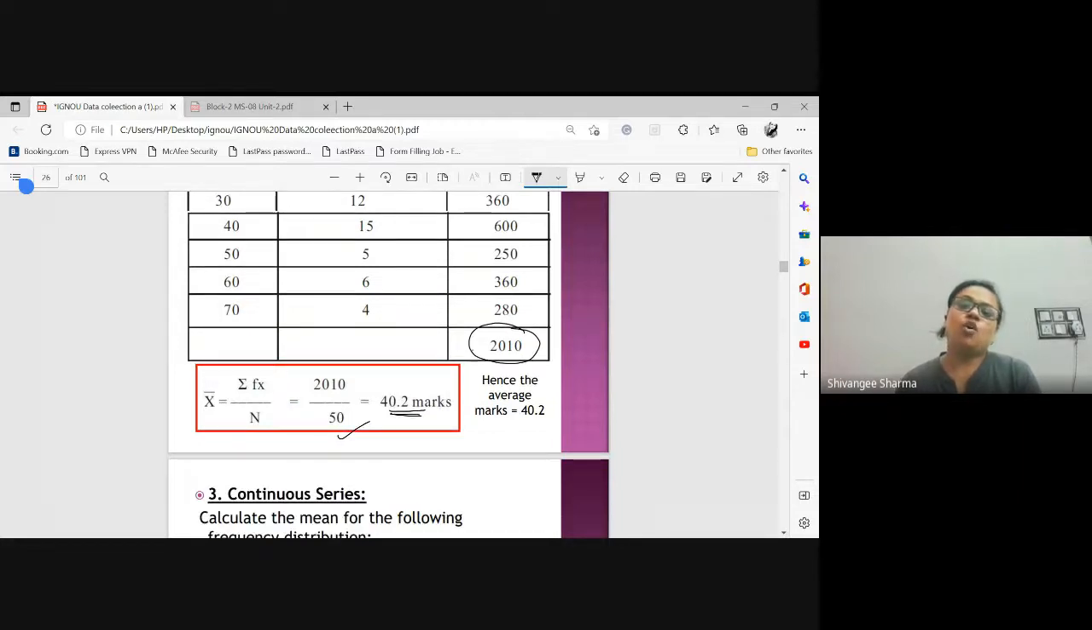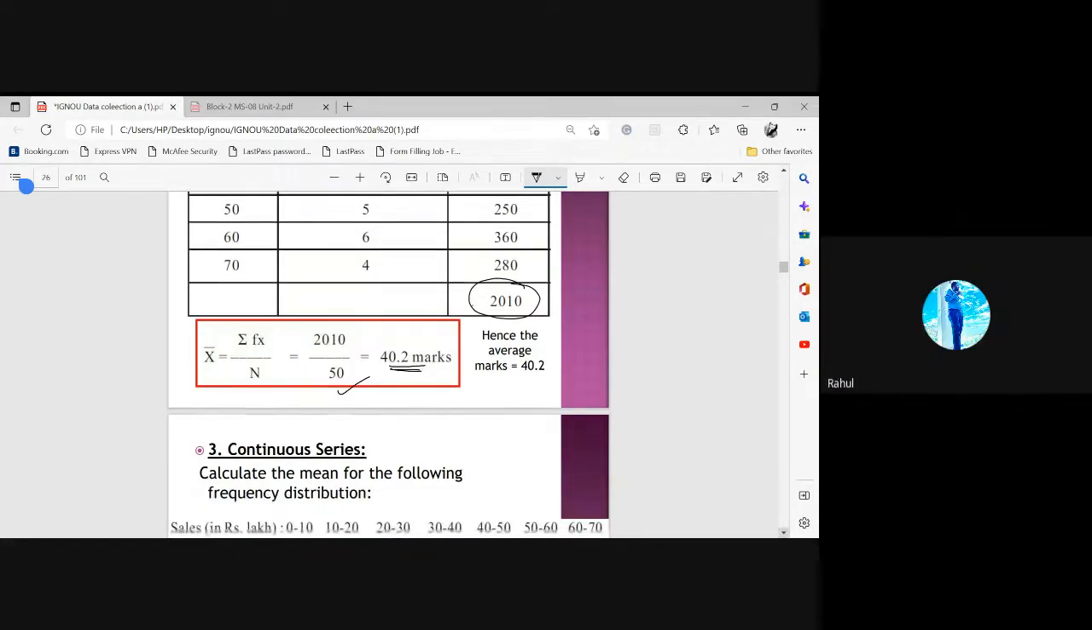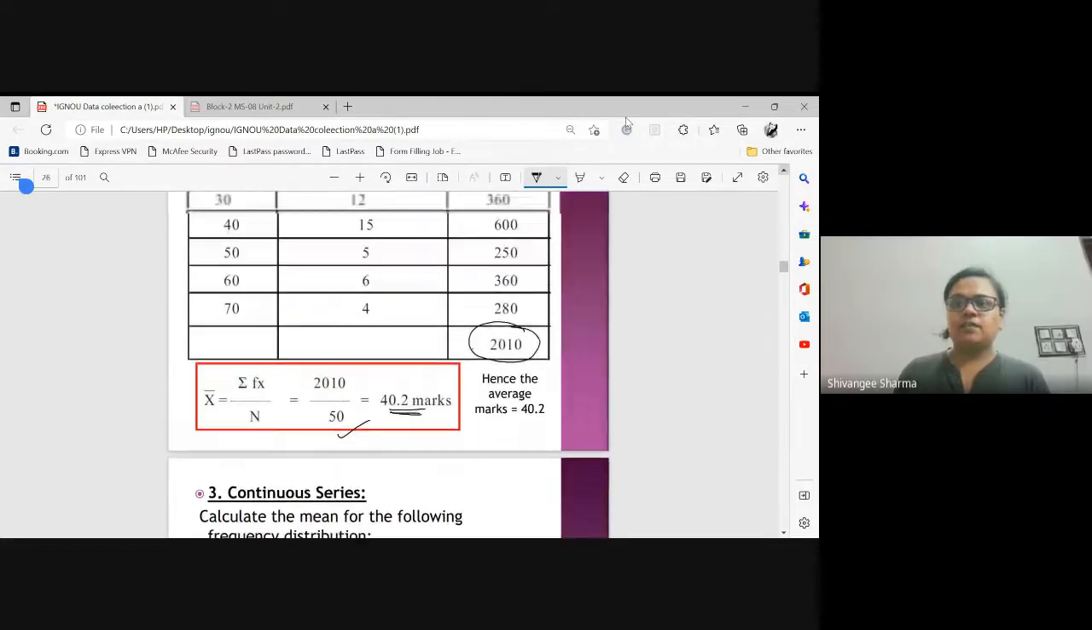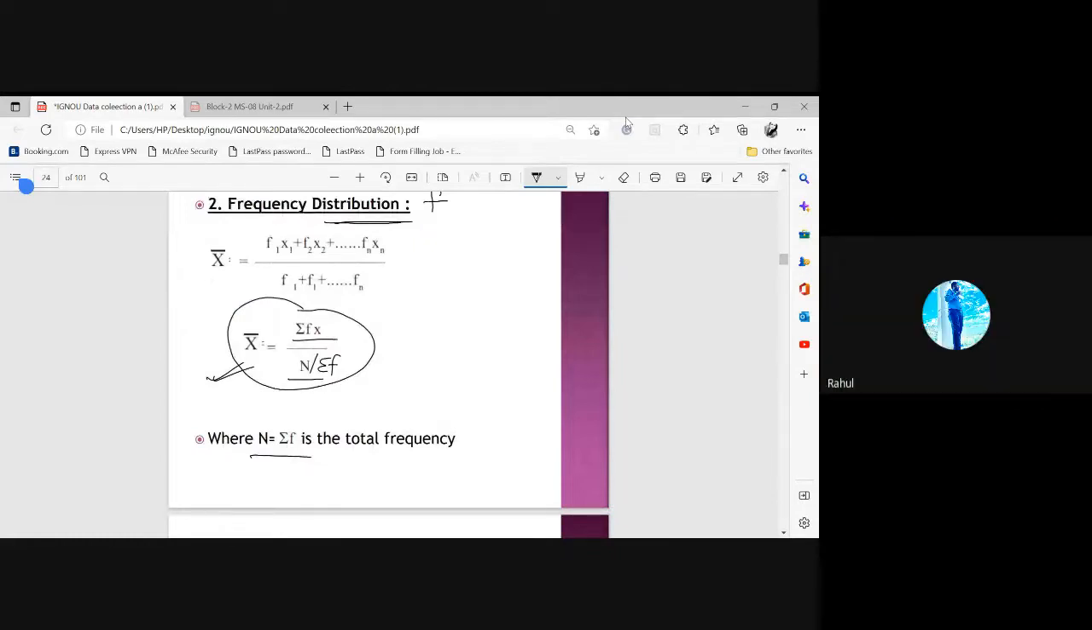So this is grouped data, because you are grouping the data with the help of frequencies. Ungrouped was the individual data series, and this is an example of grouped data. Now grouping can be in the form of a continuous series also, which is the third type of series. Ma'am, in the group series, we have to multiply with the numbers, right? Yes, you have to multiply with the frequency. Okay, thank you, ma'am.